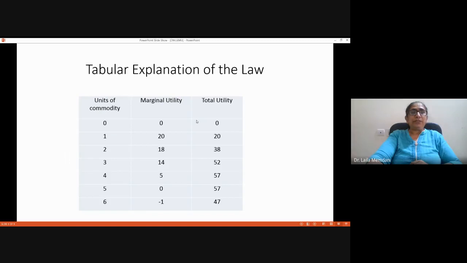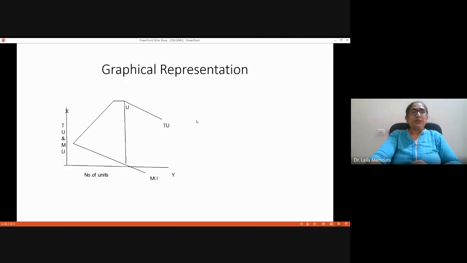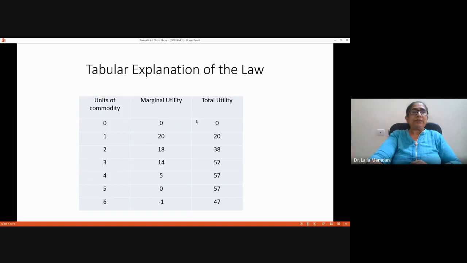And total utility is 57 at that point. But if you have to pay the price, let us say the price is 20 rupees, then you will eat only one paratha when price is equal to marginal utility. Now coming back to the importance of the law, it is useful to the finance minister.